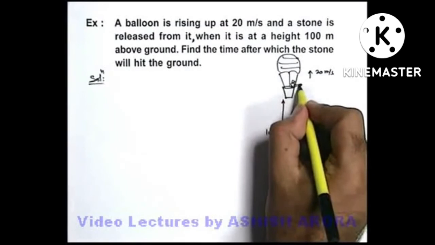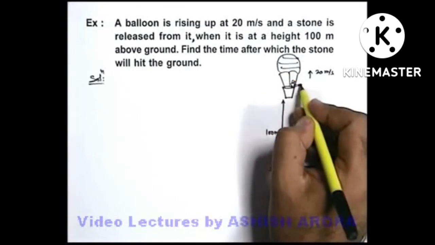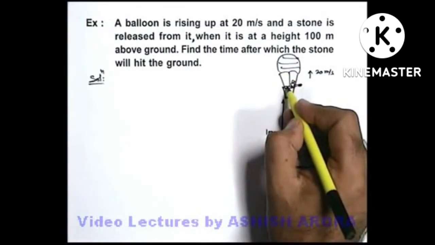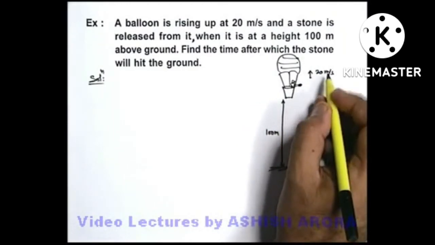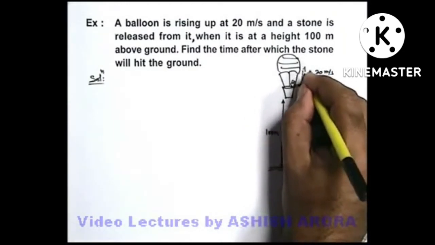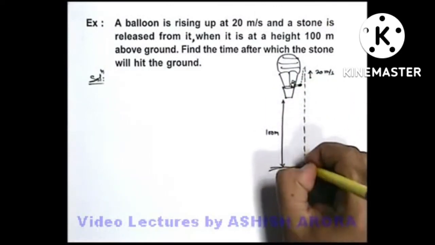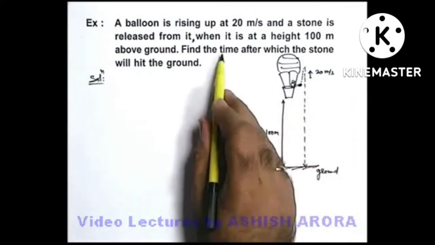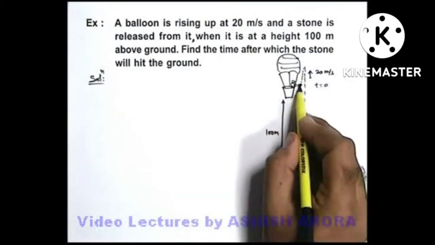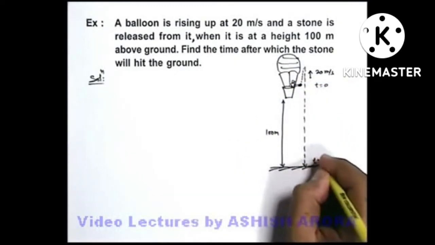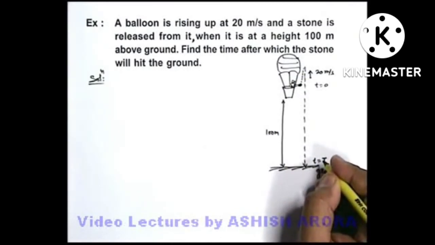When a stone is released, we all know that from a moving body, when a body is released, it carries the same velocity as that of the moving body. So the stone would have the initial velocity in the upward direction, that is 20 meters per second. So first the stone will move up and then it comes down and finally hits the ground. We are required to find the time after which the stone will hit the ground. If at t equal to 0 the stone was released, first it will move up and finally, say at t equals capital T, it is going to hit the ground.